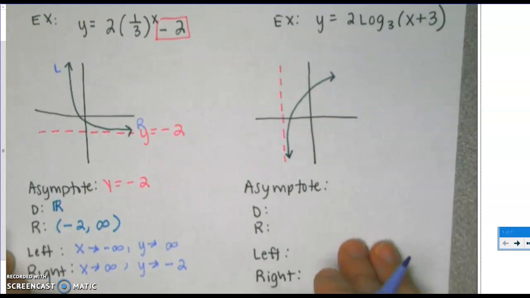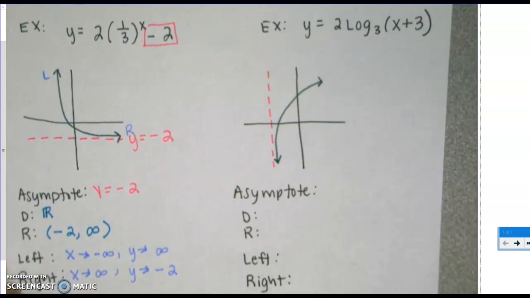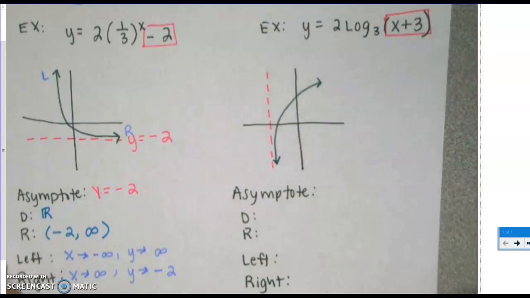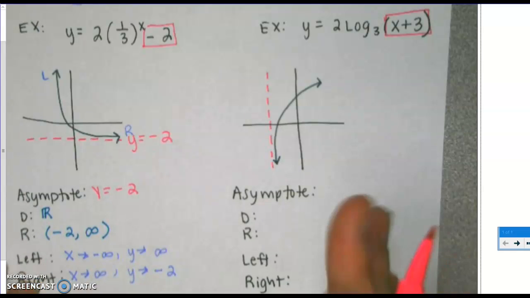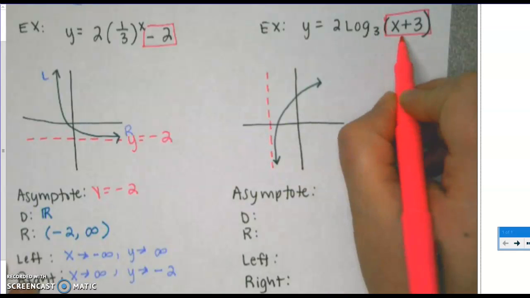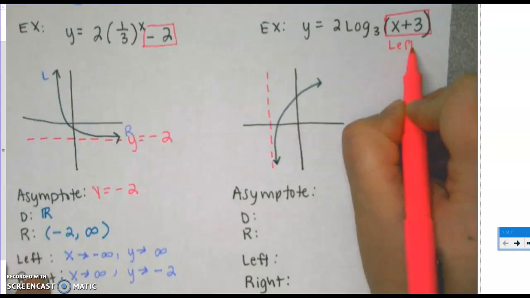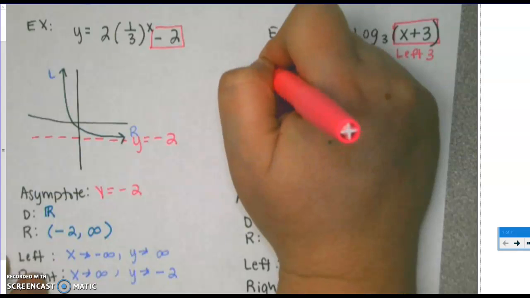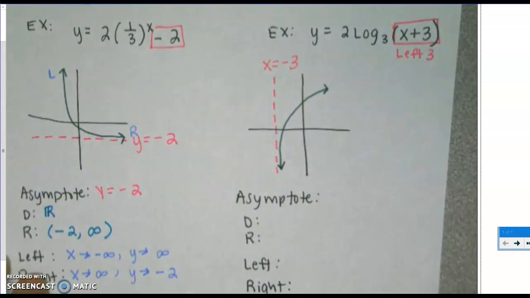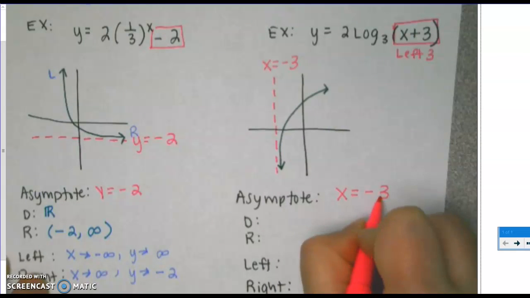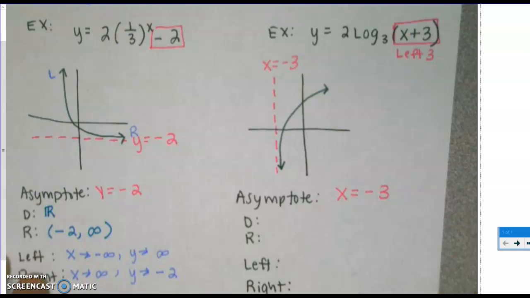All right, here's my log equation. So this is the part that's going to help me figure out where my vertical asymptote is. The shift to the left or the right is with the x in the equation. It's not at the end. Anything at the end is up or down. And it's always opposite. So if that says +3, I know that means left 3. So that means this is the line x equals -3. So it has that vertical asymptote at -3.